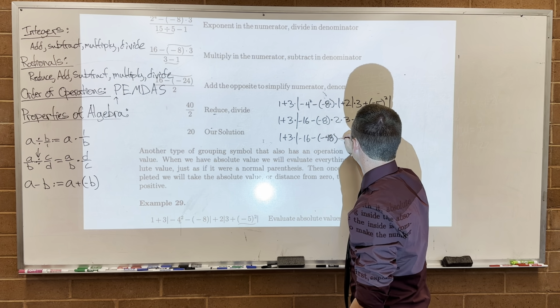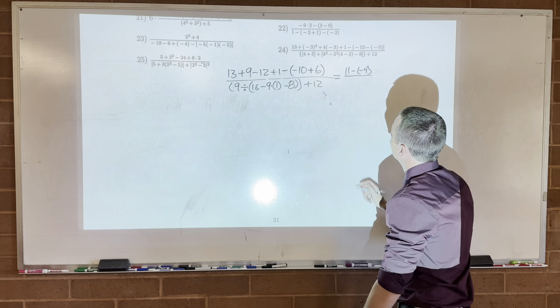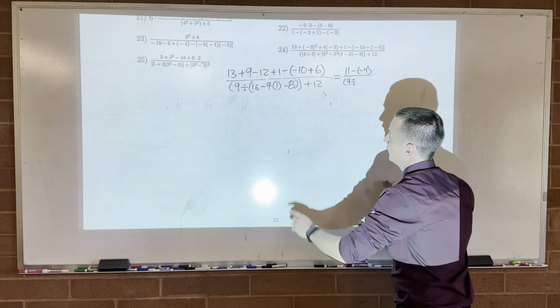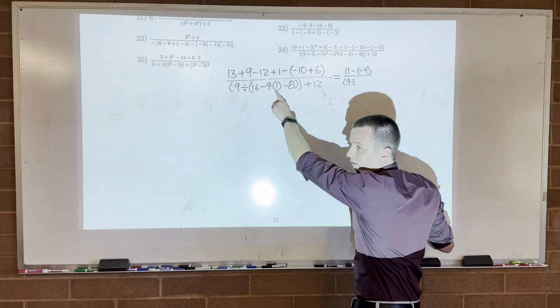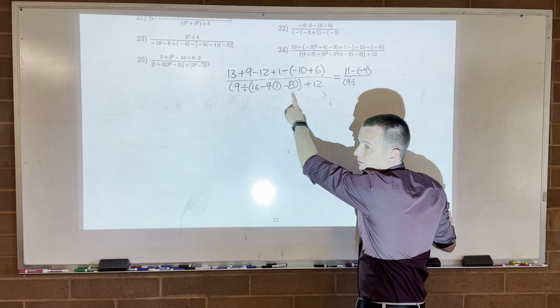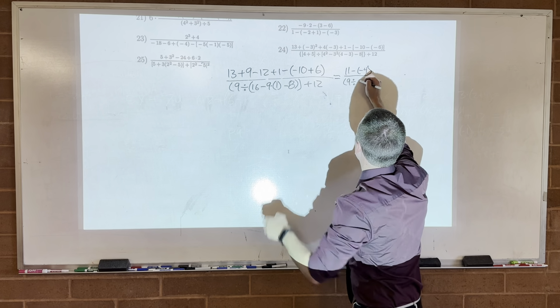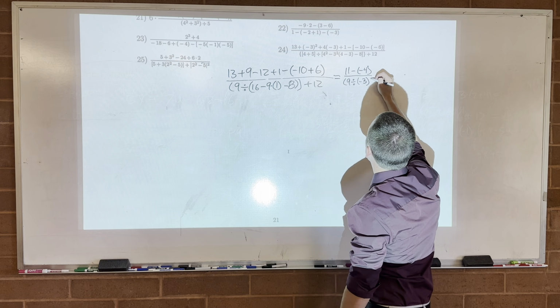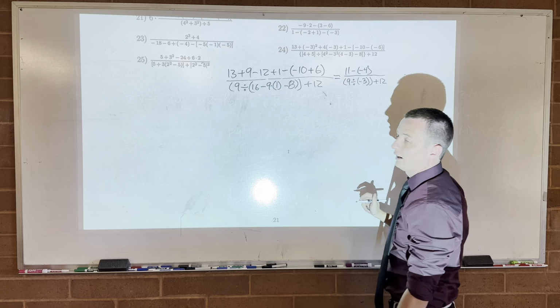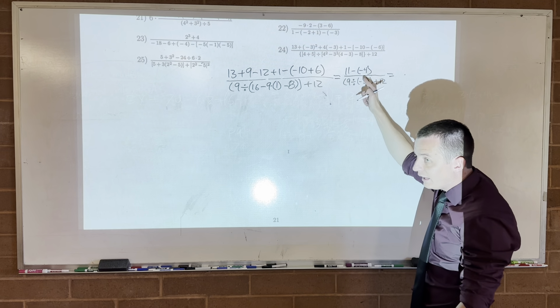13 plus 9 is 22 minus 12 is plus 1 is 11. So all that simplifies to 11 minus, in parentheses we have negative 10 plus 6 is negative 4, all over. Here in our parentheses, we have 9 divided by. Let's simplify all this. 9 times 1 is 9. So 16 minus 9 is 5 minus 8 is? Negative 3. So we have negative 9 divided by negative 3, and parentheses plus 12. Right? Okay. 11 minus negative 4.